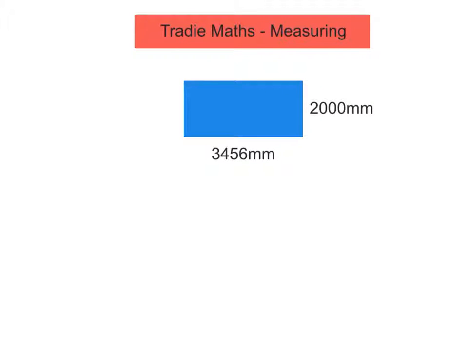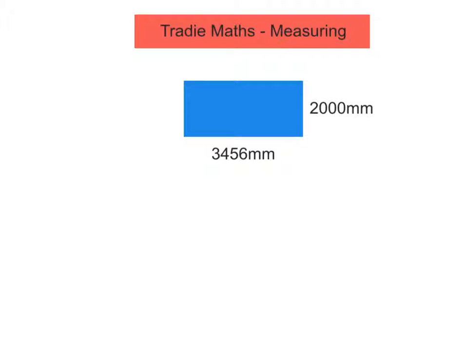Here is a plan of a swimming pool. It's not that big a swimming pool because one side is 2,000 millimeters and the other side is 3,456 millimeters. But we want to measure how much that is in meters. So how do you do that? What you need to do is divide 2,000 by 1,000 and divide 3,456 by 1,000, and that will turn it into meters. So get out your calculator and give it a go, and see if you can do it.